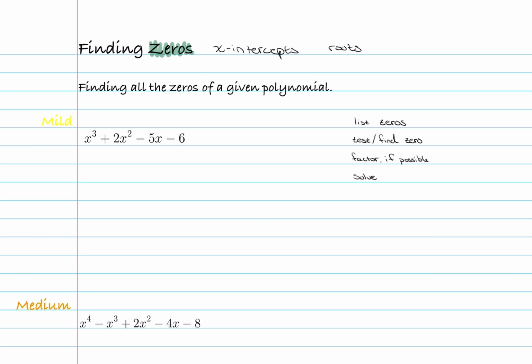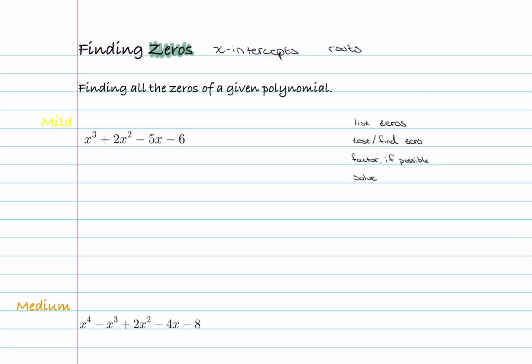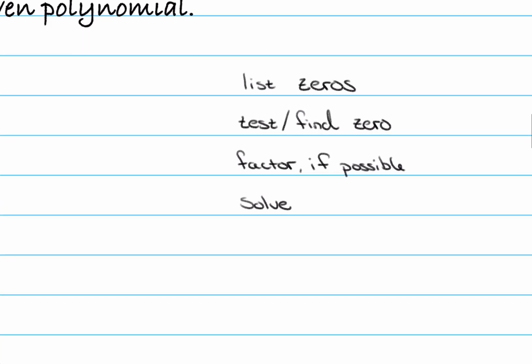And what we're going to first do is take a look at this part right here. This is kind of me writing out a step list. We're going to list zeros. That means list those possible zeros like we've done before. We're going to test and find an actual root or zero. I'm going to do that using a calculator. You can also do this by guess and check. We're going to factor what's left over if it's possible, and then we're going to solve everything. We're going to find all our zeros.